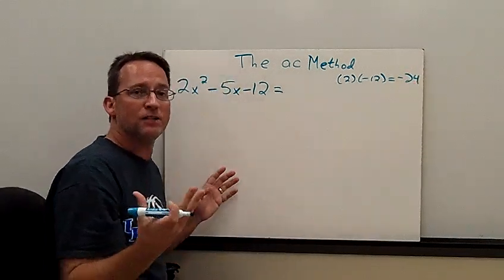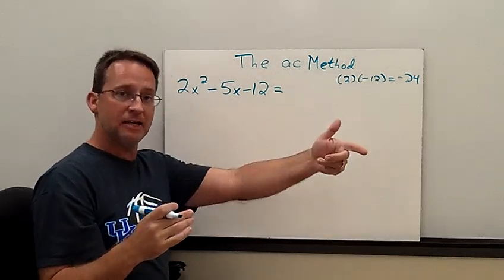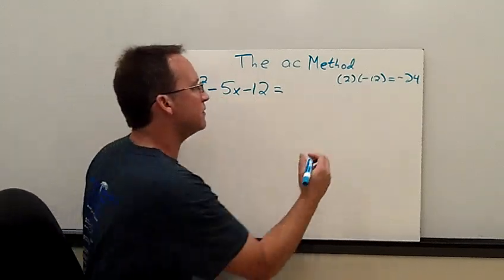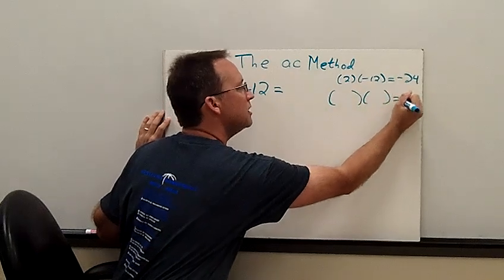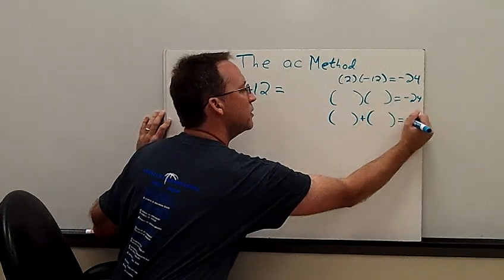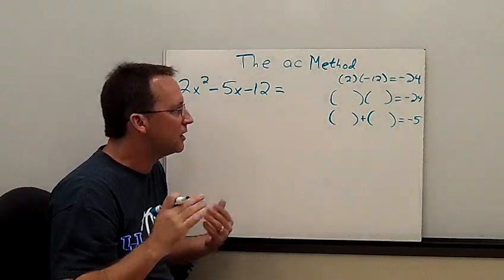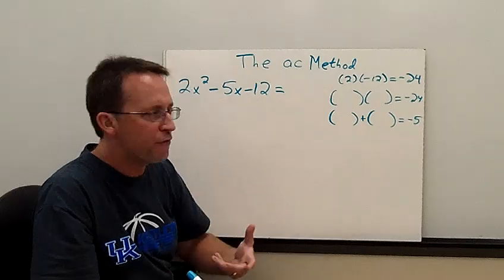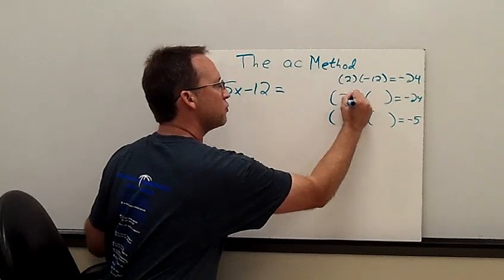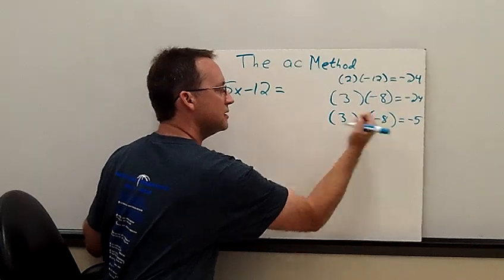And that negative 24 is like a target number now. I've got to figure out two numbers that I can multiply to get negative 24, but add to get this middle number, this negative 5. So I've got to think, what times what could give me negative 24, that when I took the sum of those, it would give me the negative 5 that's in the middle here. And you've got to do a little bit of guessing and checking and just sort of thinking about the factors of 24. And eventually you'll get down to, wait, 3 times negative 8 would make this happen. 3 times negative 8 is negative 24. 3 plus negative 8 is negative 5.